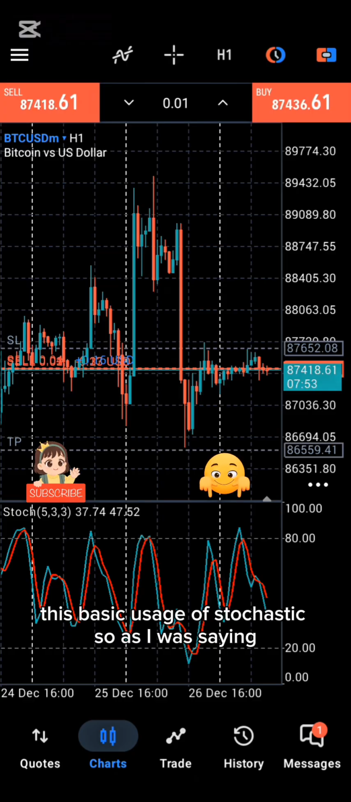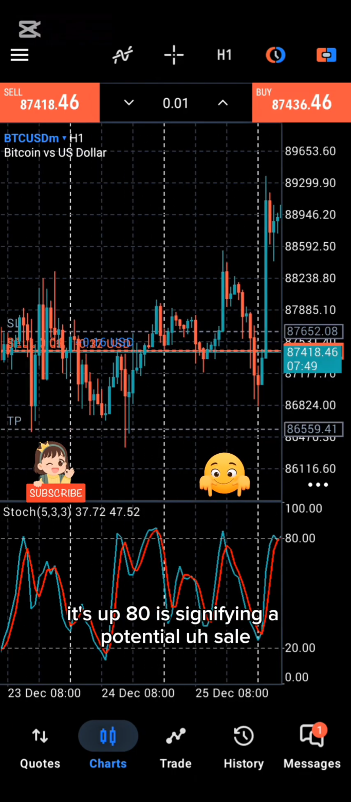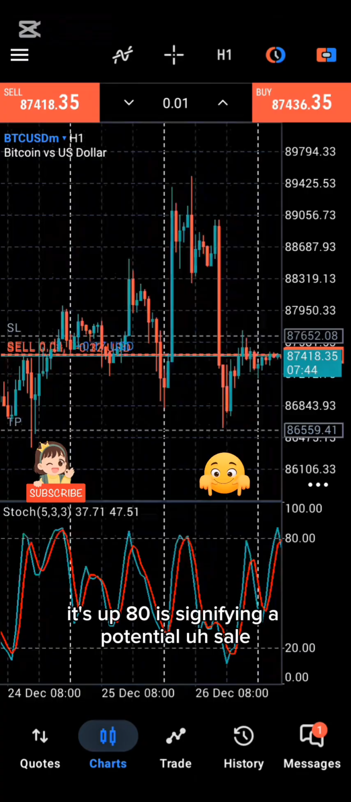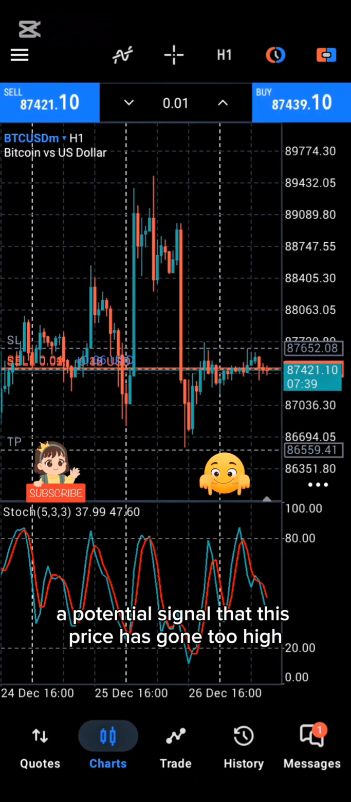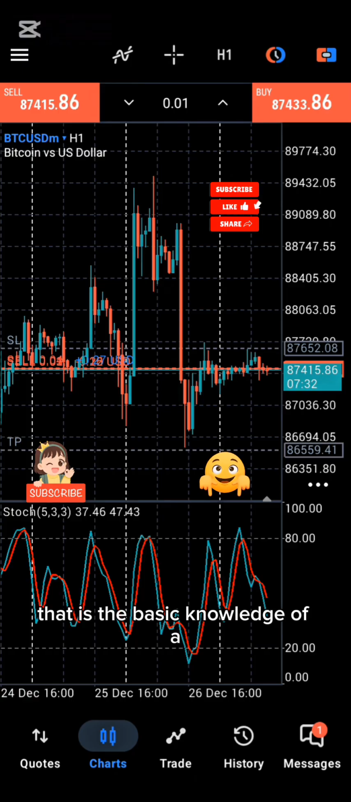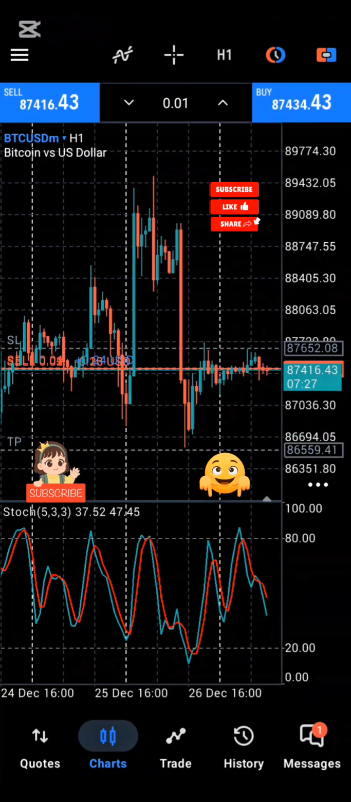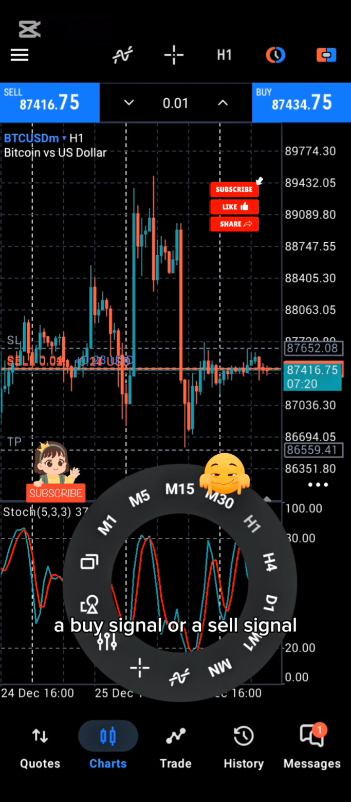So as I was saying, if the stochastic line is up 80, it is signifying a potential sell, a potential signal that this price has gone too high. It's expected to come down. That is the basic knowledge of stochastic indicator when it comes to using it to generate a signal, a buy signal or a sell signal.